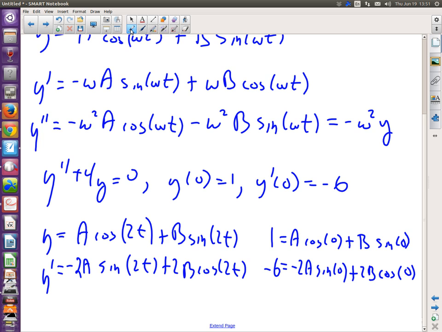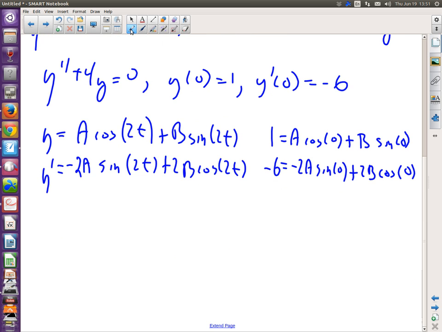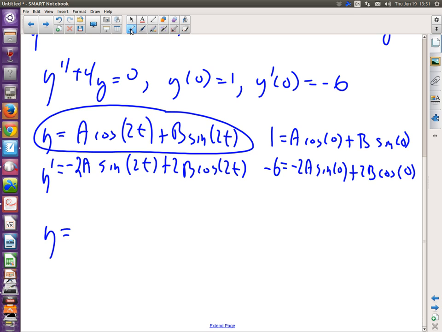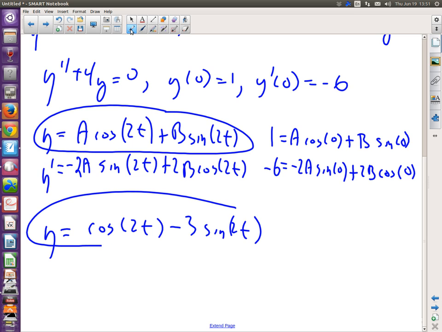Alright, so here is your particular solution. Again, this is your general solution. But the particular solution is y equals a, which was 1, cosine of 2t, plus b, which is negative 3, sine of 2t. So this is your particular solution. So we solved this second order differential equation with these initial conditions, based on our power series solutions and some assumptions. Okay.